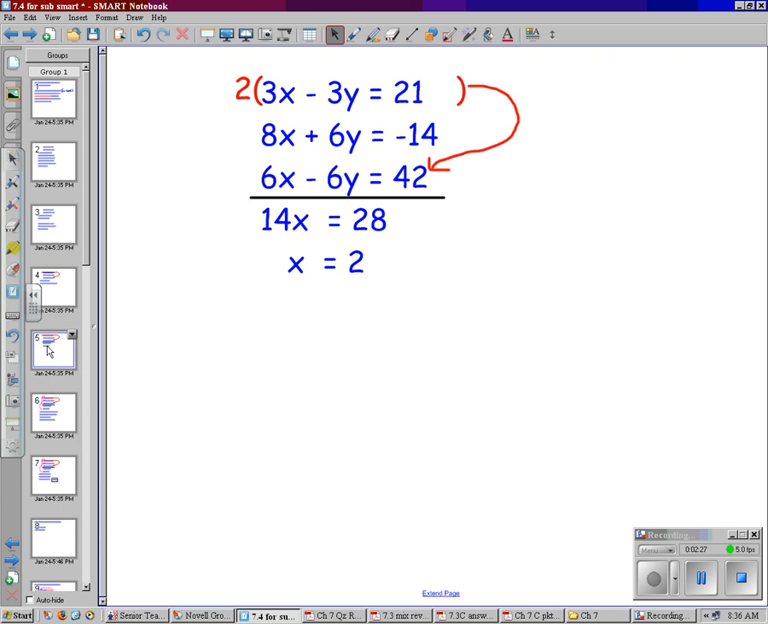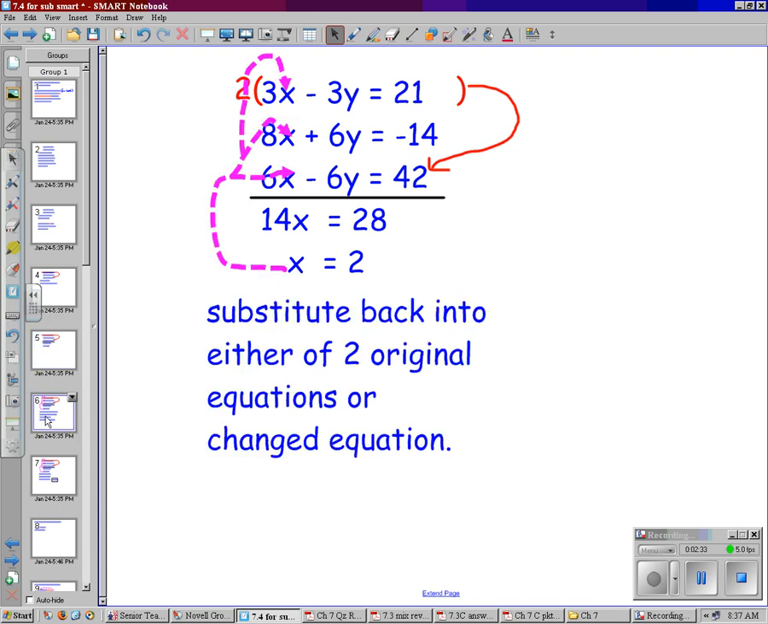What do you say, Catherine? Put it back into one of the two equations, right? In fact, you could put it back into one of the three equations. You could either go back into one of the two originals, or you can go back into your changed equation. All my railroad tracks up there telling you where you could go.